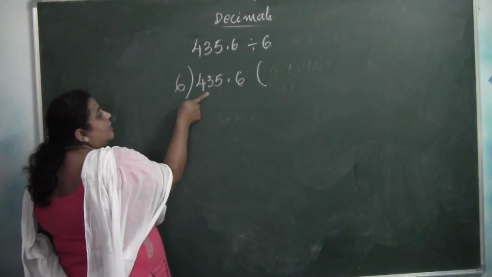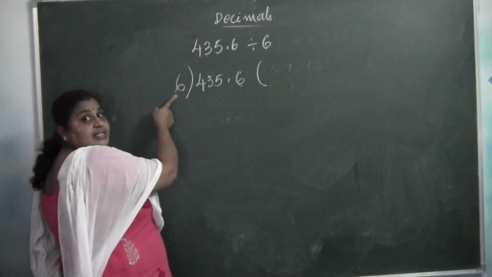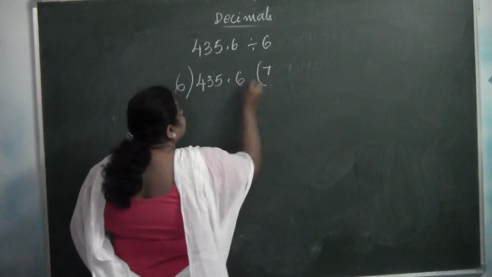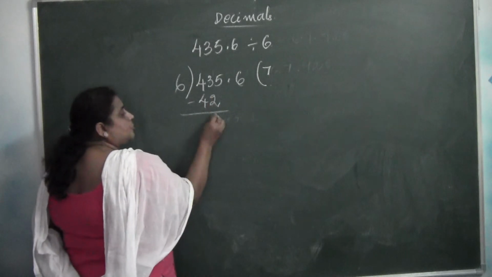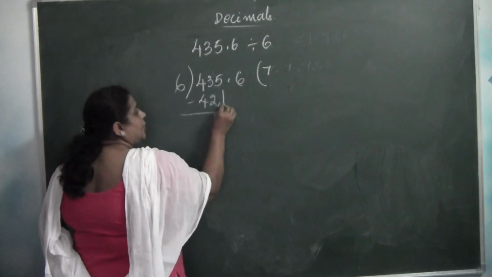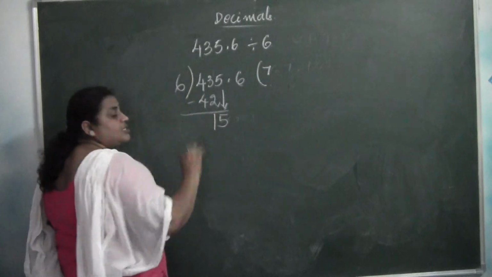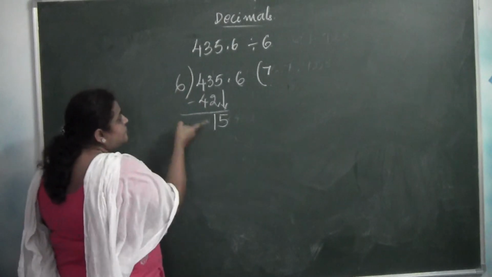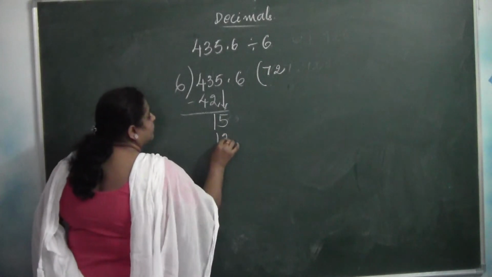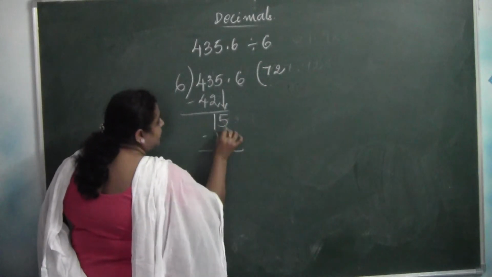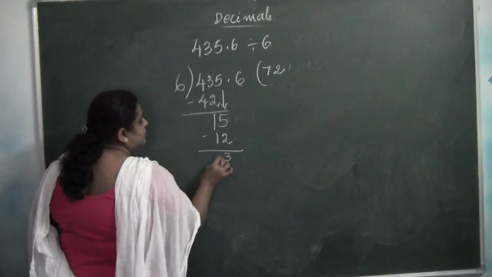Now 43. For 43 nearest number in table 6, 6 7s are 42. 3 minus 2, 1. Drop 5 down. It is 15. Again 15 in 6 nearest number. 6 2s are 12. Alright. Now 5 minus 2, 3, 1 minus 1, 0.